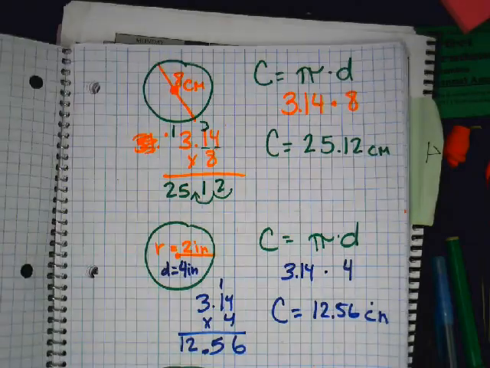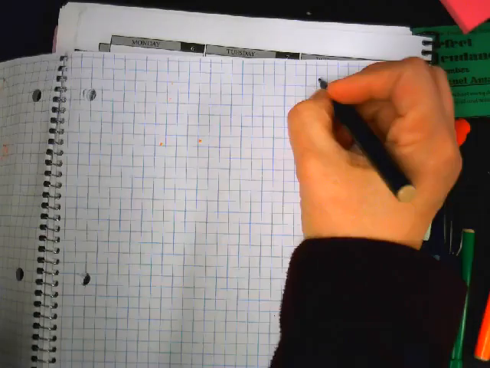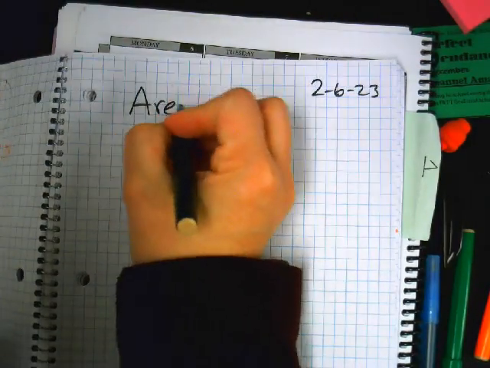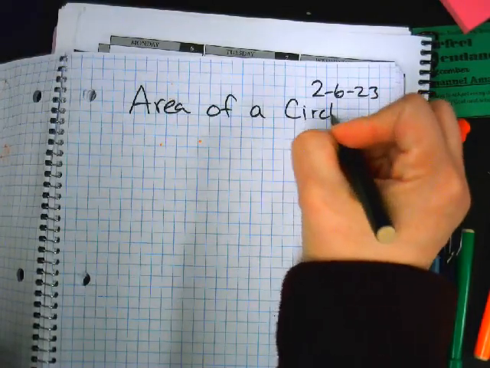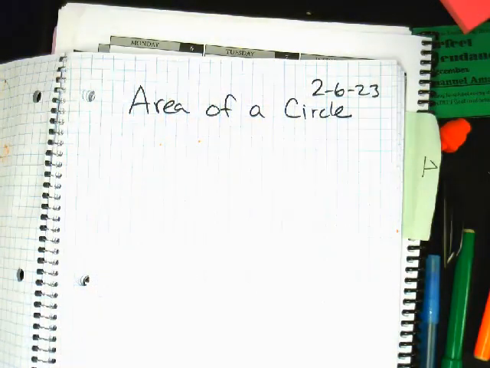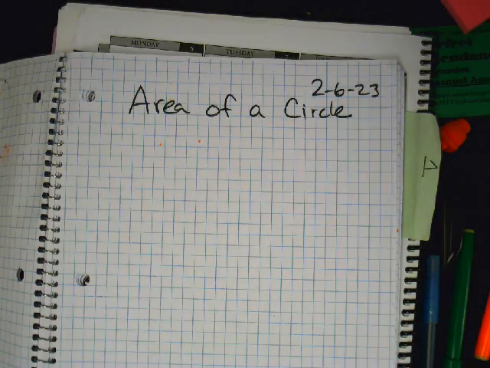Your job is to not confuse area and circumference. Area. All right. So today is 2/6/23. We're going to do area of a circle. All right. So last week we did circumference, and circumference was the distance around the perimeter. Yes, another word for perimeter.